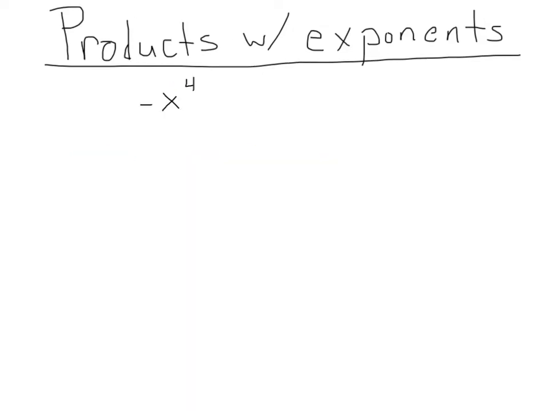In this example, I don't have any parentheses around my negative and my x, which means that the base of my power is going to be just x. So when I write this out, I'm going to have a negative 1 times an x times an x times an x times an x. So my answer for this is just simply negative 1 x to the 1, 2, 3, 4 to the 4th power.